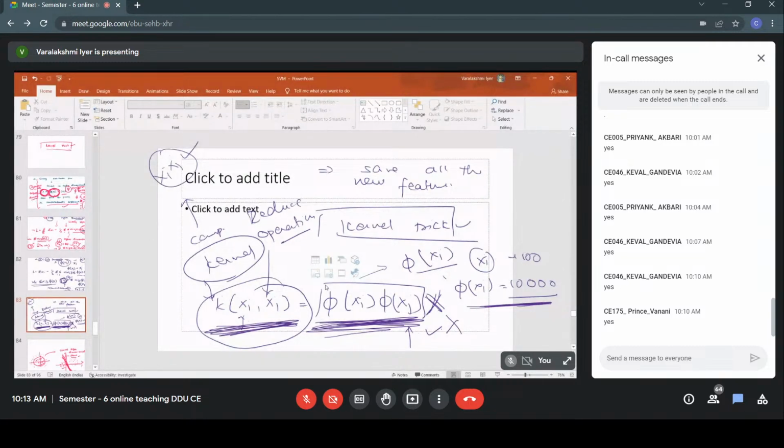Are you getting the point why we have introduced the kernel function? I'll go to the elaboration of it, but up to this, is everyone clear on what we are going to do with the help of the kernel function? Are you getting the clear idea? Getting the picture or not?